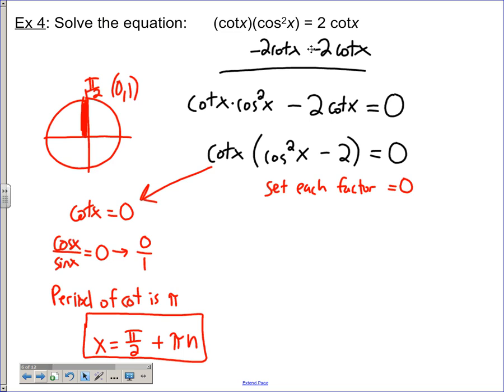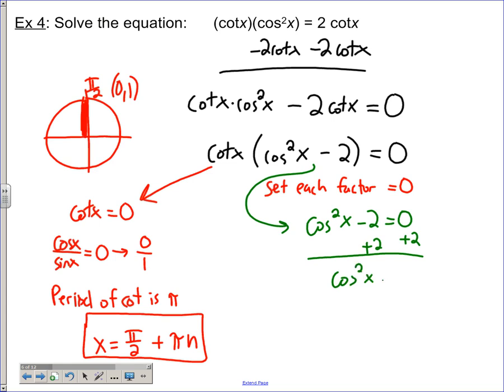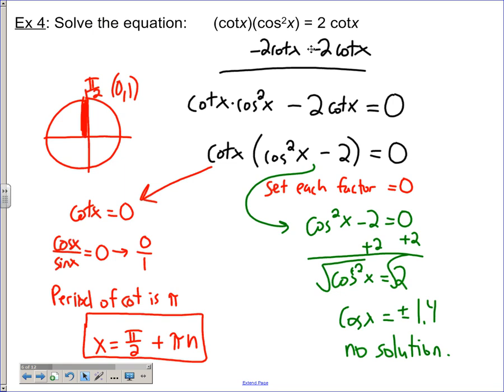Okay? Now let's solve our other factor set equal to 0. We get cosine squared x minus 2 equals 0. I'm going to add 2 to both sides. So cosine squared equals 2. When I take the square root, I get cosine of x is equal to plus or minus the square root of 2, which is 1.4 approximately. All right, that is out of our range for cosine. It has to be between -1 and 1. So in this case, there is no solution. So our only answer is the one in red, pi over 2 plus pi n.